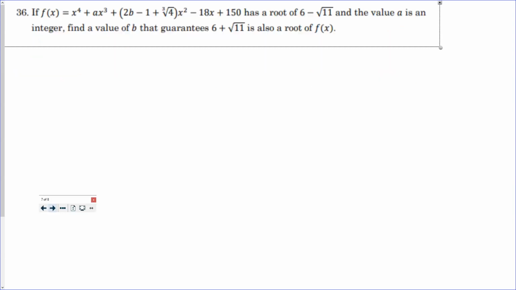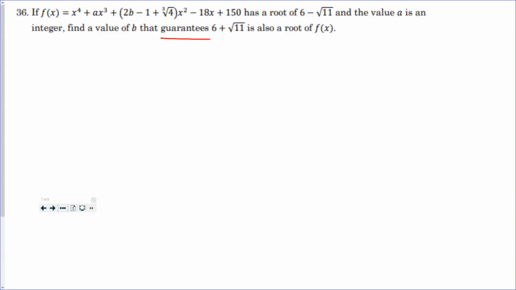This one, people were asking about it. So f of x equals x to the 4th plus ax cubed plus the coefficient of 2b minus 1 plus the cube root of 4 times x squared minus 18x plus 150 has a root of 6 minus the square root of 11, and the value of a is an integer. Find a value of b that guarantees 6 plus root 11 is also a root of f of x.